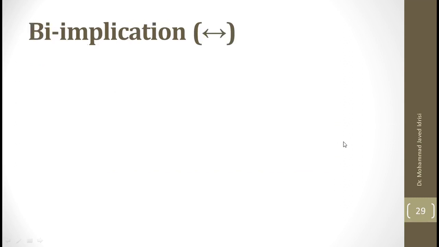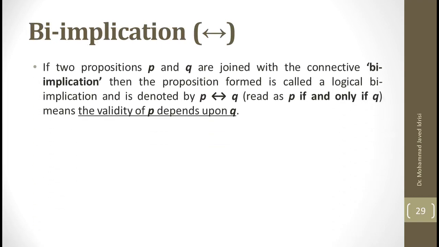The next is by implication. If two propositions P and Q are joined with the connective by implication, then the proposition form is called a logical by implication and is denoted by P by implication Q. And it is read as P if and only if Q. Means the validity of P depends upon Q.